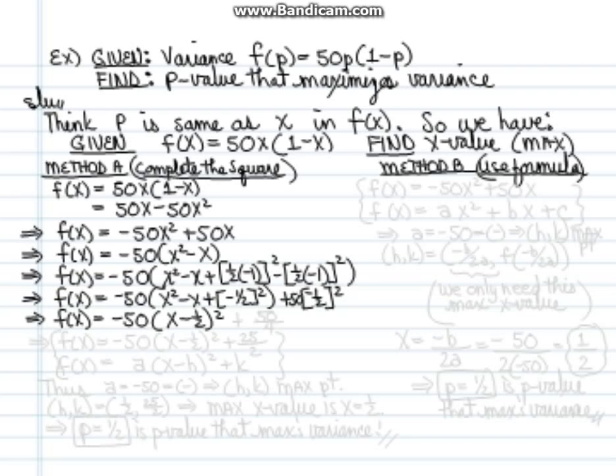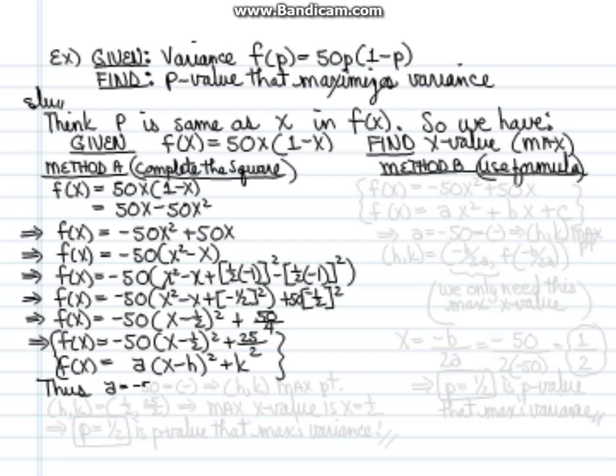So we've got negative 50 times factor this x minus 1 half squared plus what's left over at the end, 50/4. So that's negative 50 times x minus 1 half squared plus 25 halves. So model this after our standard a times x minus h squared plus k. Thus we see that a is equal to negative 50. That's a negative number. That implies the vertex will be our maximum point. We're looking for a maximum x value. So hk here from the equation that we got is 1 half comma 25 halves.